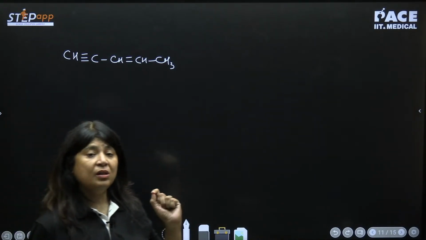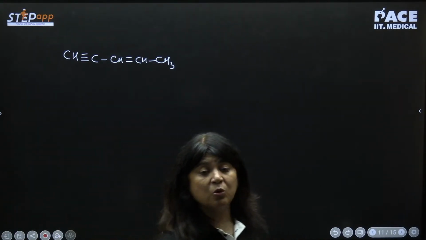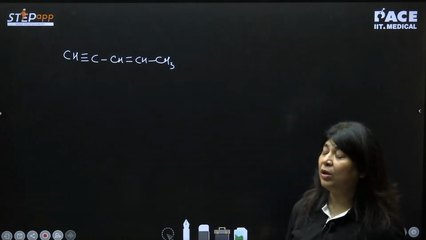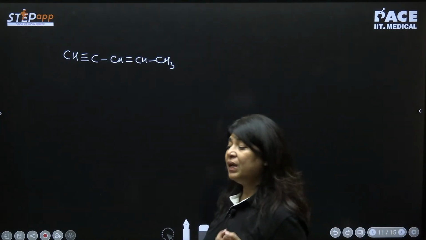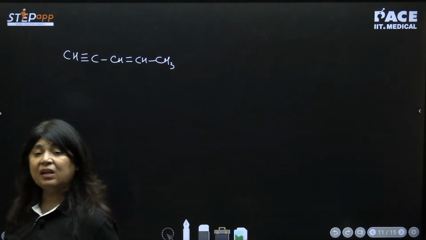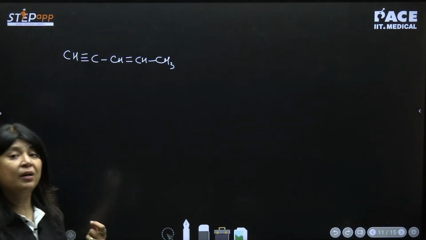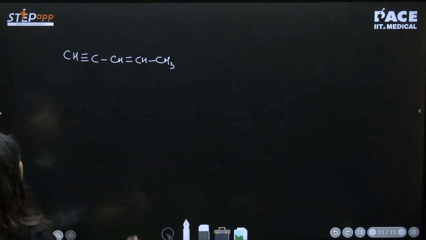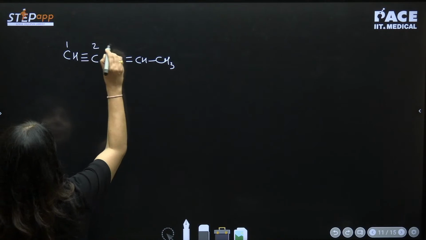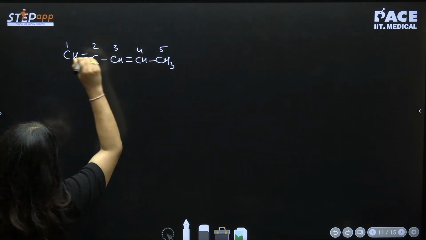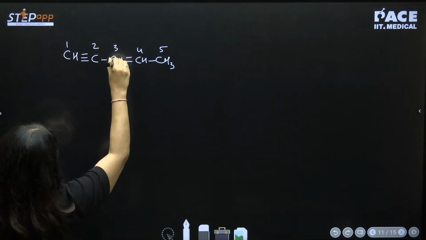But numbering for this is compulsory because I'm supposed to locate where the double bond is there and where the triple bond is there. Numbering has to begin from that end, which again gives you the lowest number or lowest sum of locants for the double and triple bond. Lowest sum of locants I'll get only when I number this compound from left to right. Because if I'm numbering it from left to right, I'm getting position 1 here and position 3 here.